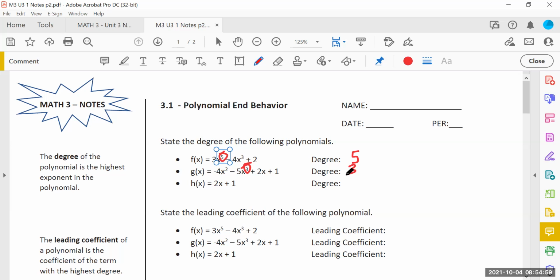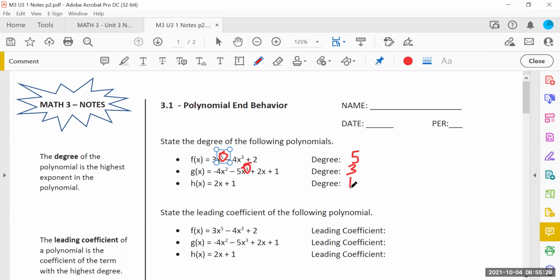This last one, 2x plus 1, it has an x, right? Even though there's not an exponent listed, we know that there is one x here, x to the first power. They usually won't write out that 1, but it's still there. If it was x to the 0 power, there wouldn't be an x, right? X to the 0 power is just 1. So here our exponent is 1, so this is a degree of 1.